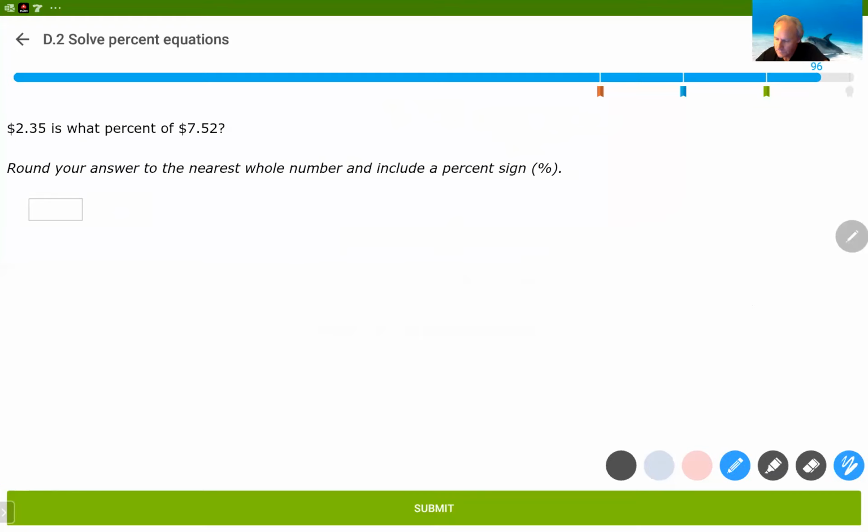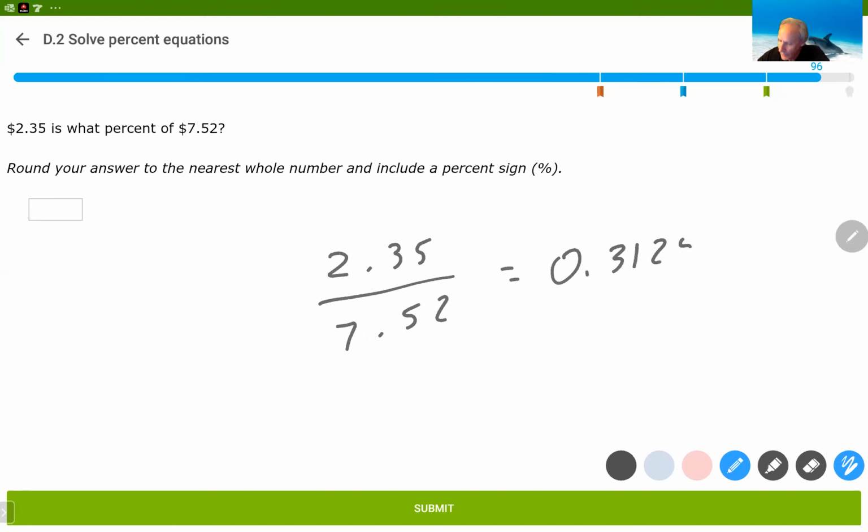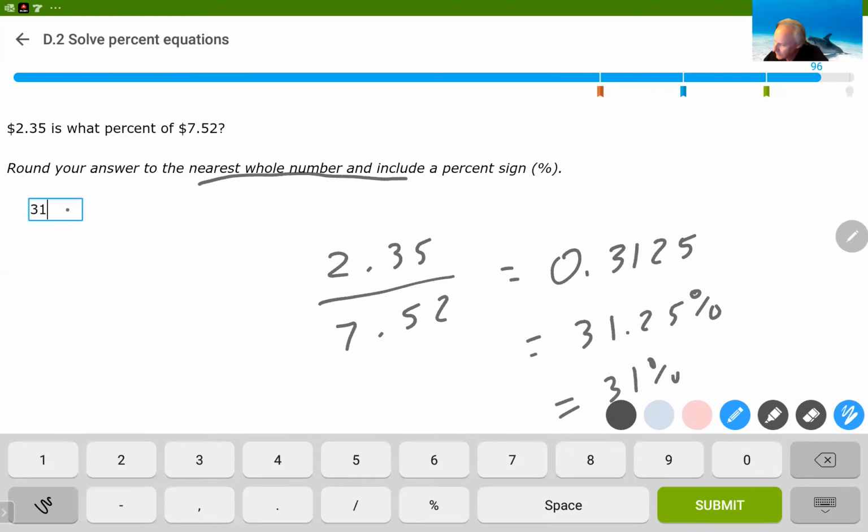Okay. 235 is what percent of 752? 0.3125. Round to the nearest whole number and include a percent sign. That is 31.25%, and it's just 31% when we round it. Gotta read my directions. And I'm supposed to include the percent sign.